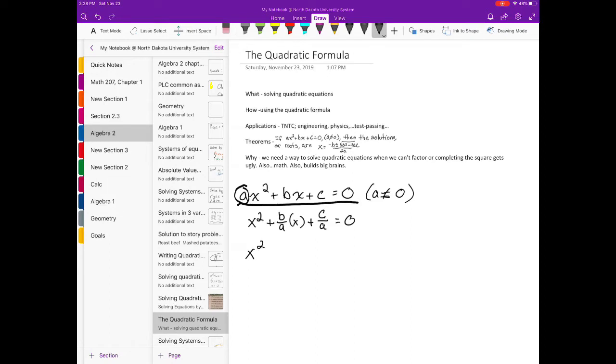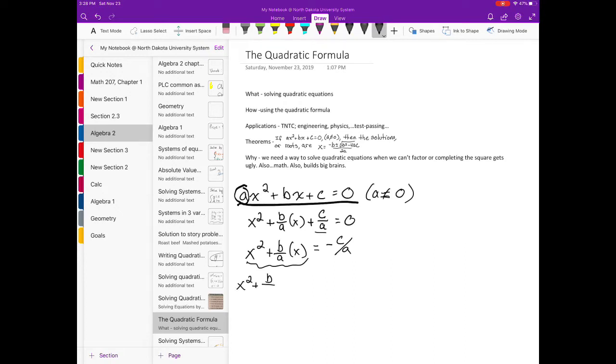We can't factor that, but we can complete the square. We're going to subtract c over a. This is a constant, right? C over a. We're going to subtract that from both sides. We're going to get x squared plus b over a times x equals minus c over a. Now we can complete the square on this.